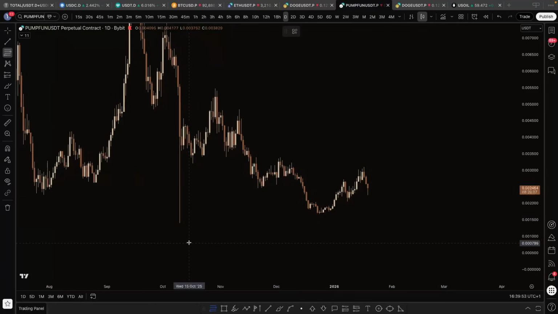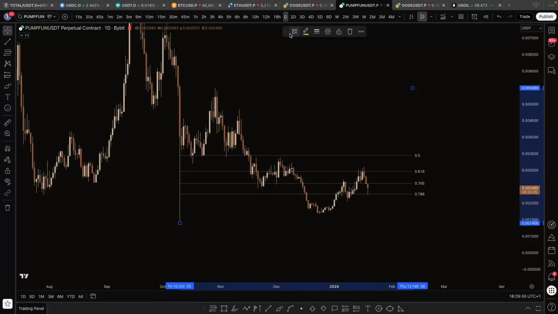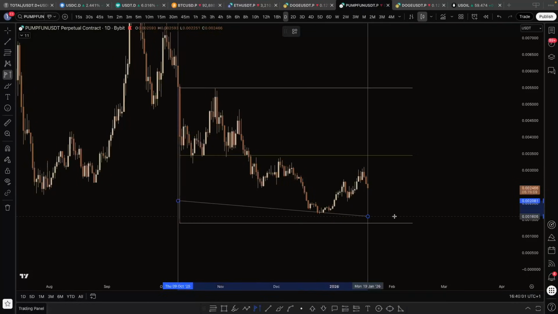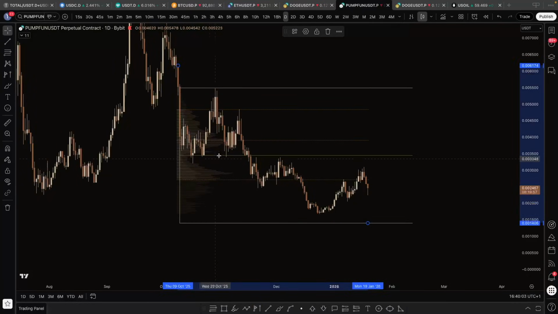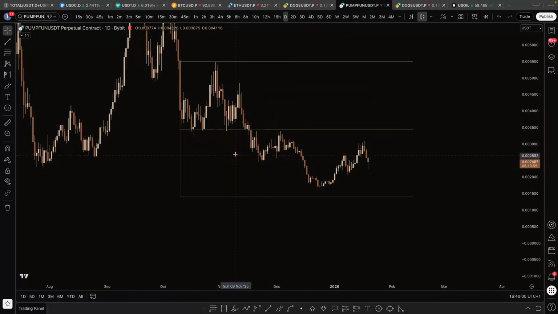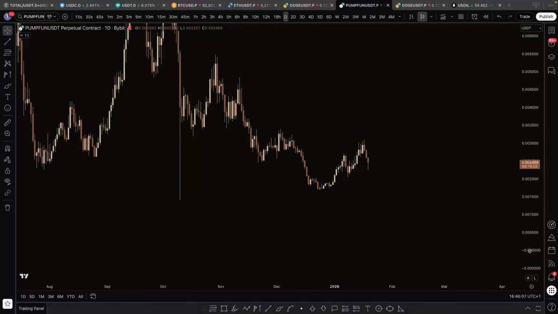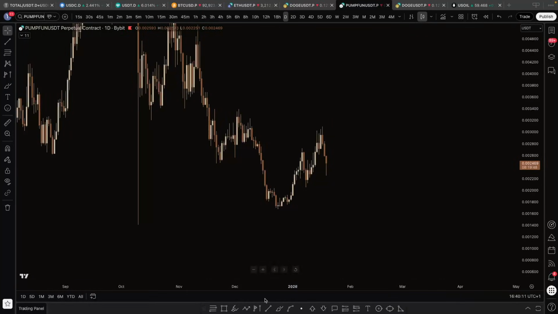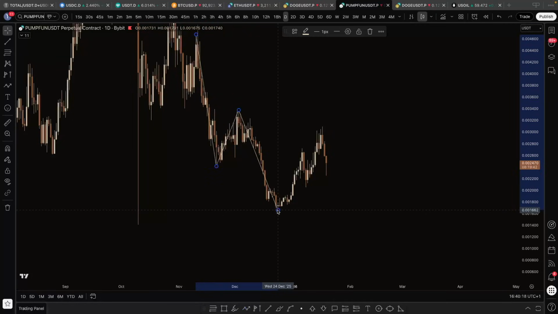Pumpfun is in a big range. So this is the range you're in. And this is one big range section since October 10th. And this is the volume profile in the upper section. And right there, when you go into the more local price section, you can see when you follow swing structure, you make lower highs, lower lows. And this was the lower high, and this was the lower low.